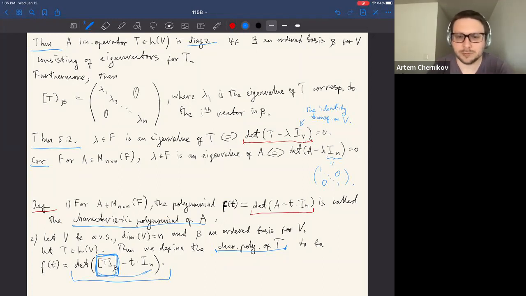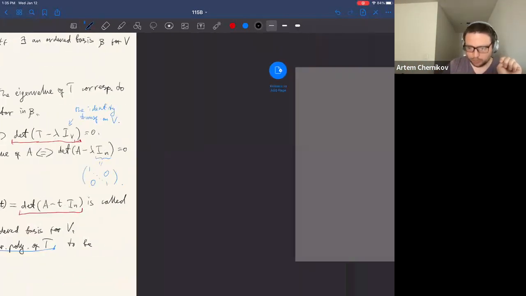So we have this notion of a characteristic polynomial of a matrix and a characteristic polynomial of a linear operator. The next thing I need to recall is the properties. We have defined some polynomial. What is it good for? Well, we already saw that it's useful, for example, to determine the eigenvalues. So let's summarize some of the properties of these characteristic polynomials.